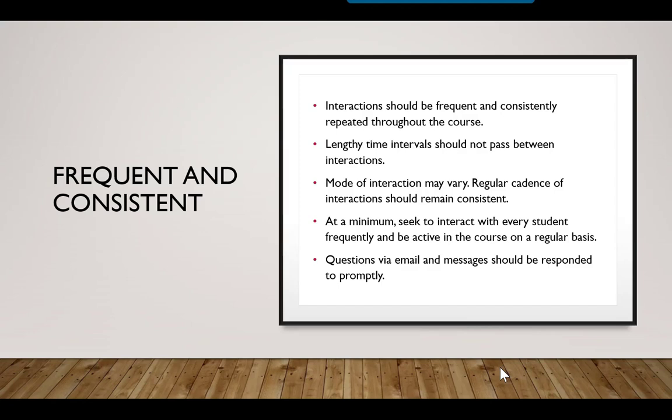These interactions should be frequent and consistently repeated throughout the course. Lengthy time intervals should not pass between interactions. Mode of interaction may vary. Regular cadence of interaction should remain consistent. At a minimum, seek to interact with every student frequently and be active in the course on a regular basis. Questions via email and messages should be responded to promptly. So follow your institution's guidelines and make sure that you are also considering these Department of Education rules.